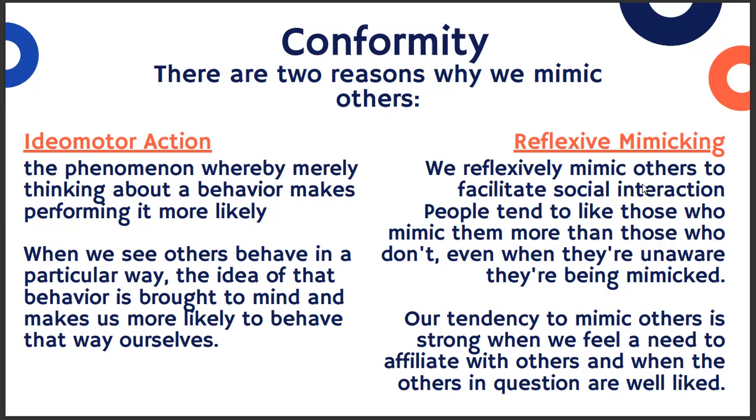The other kind is reflexive mimicking. We reflexively mimic others to facilitate social interaction. People tend to like those who mimic them more than those who don't, even when they're unaware they're being mimicked. Our tendency to mimic others is strong when we feel a need to affiliate with others and when the others in question are well liked. People like to kind of see themselves in other people. They like to connect, and especially on a shallow surface, we like people who are similar to ourselves.